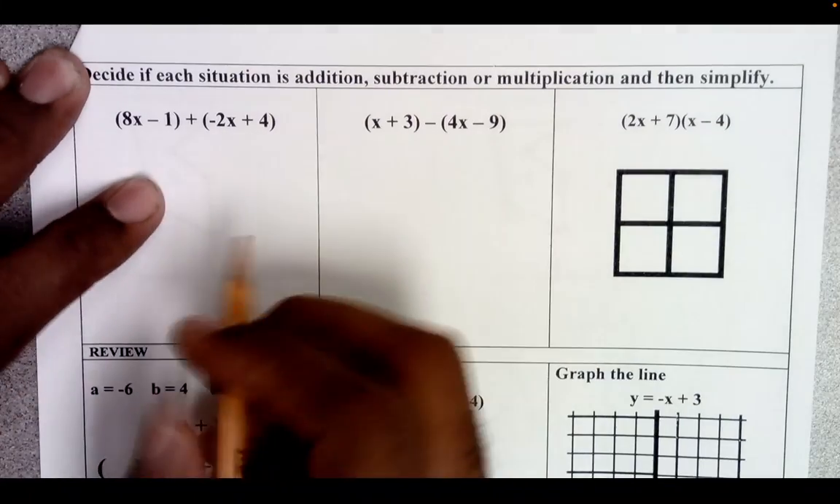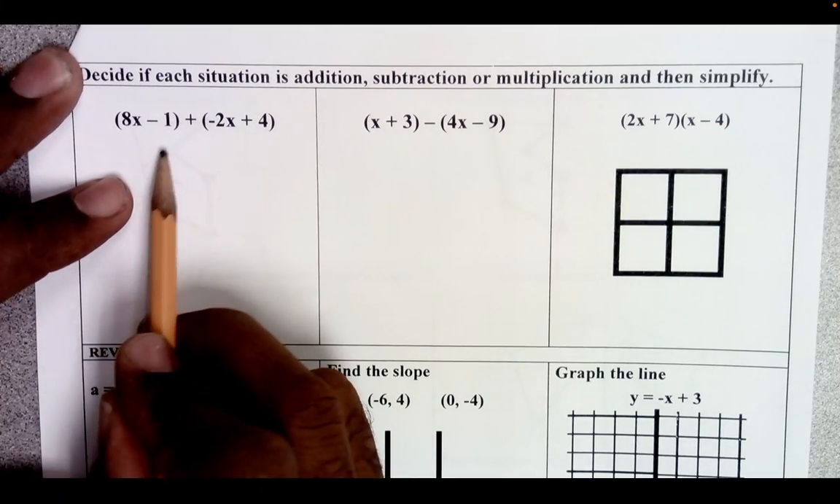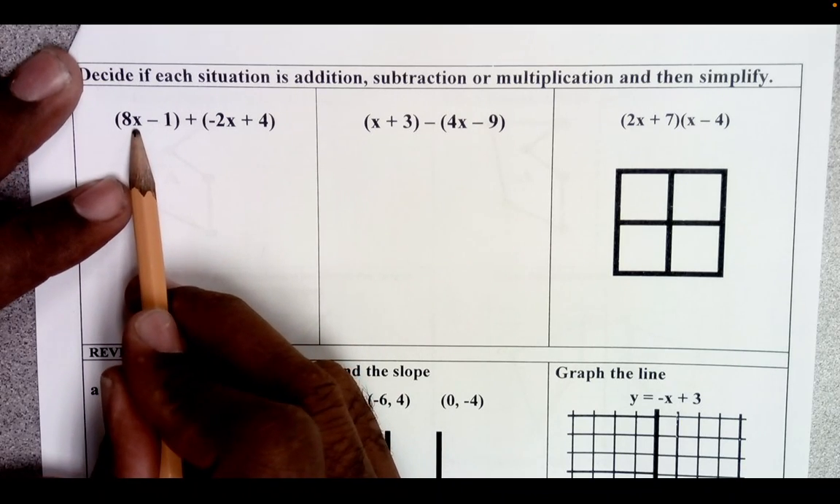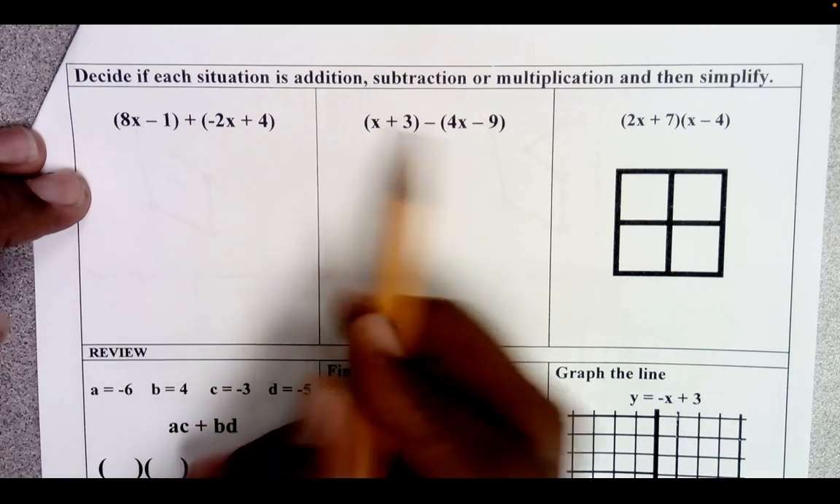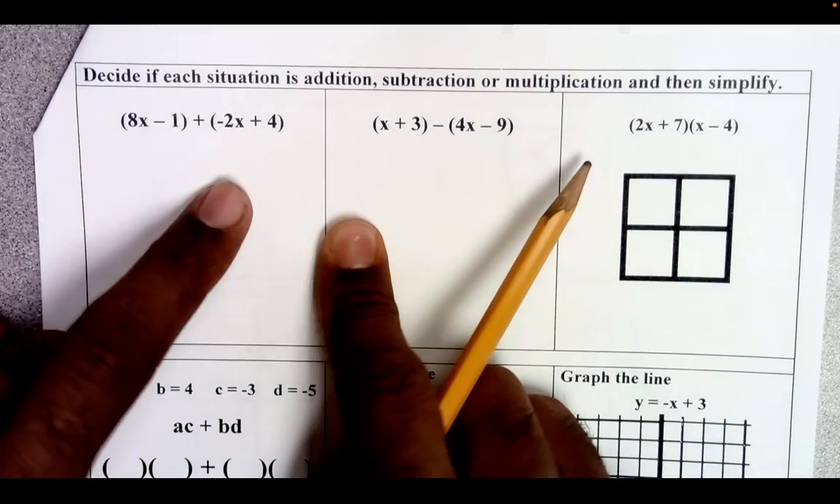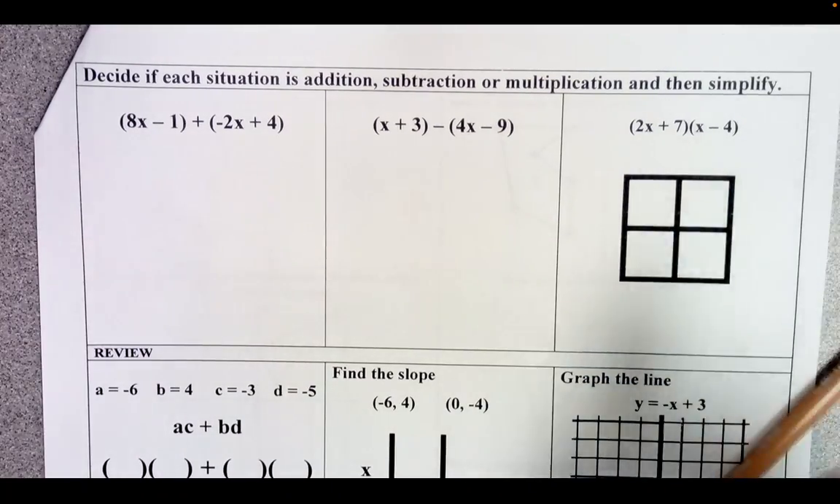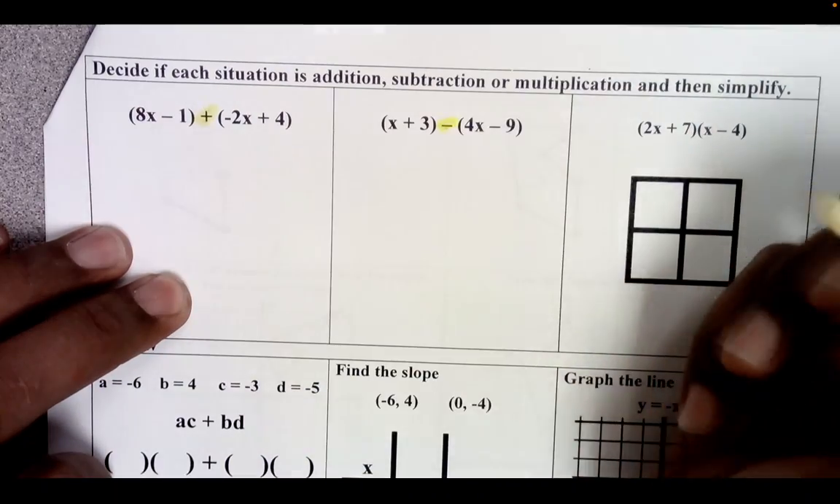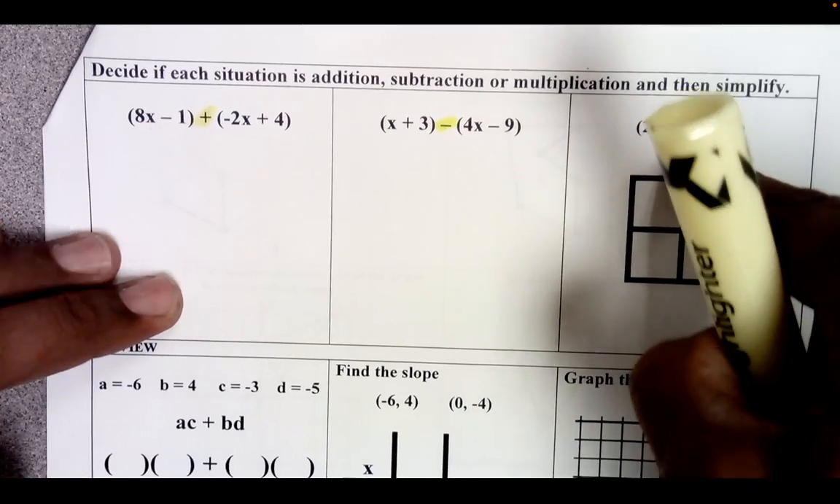All right, so guys, this is page 3 of your unit review for unit 3. Remember for each of these 3 situations here, they're different. One of them you have a plus in between the parentheses, one of them there's a minus, and one of them there's nothing in between.